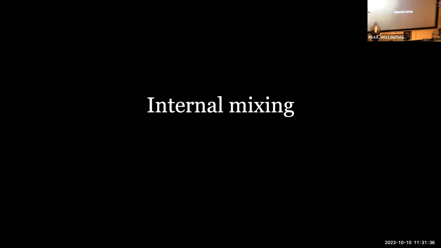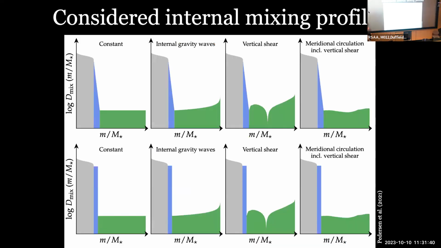So what does this tell us about the internal mixing of these stars? Well, what we did initially was to consider 8 different versions of what the internal mixing profile looks like. So that's combining 4 different shapes of the envelope mixing with 2 different shapes of the convective boundary mixing. In one case, we're assuming that the convective boundary mixing just effectively extends the size of the convective core, but the mixing is constant within that region.